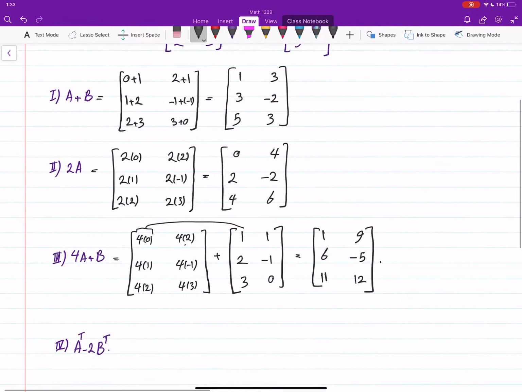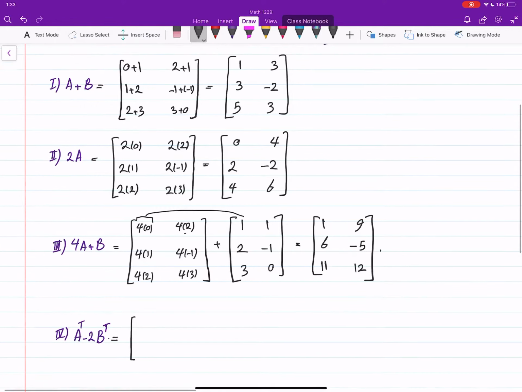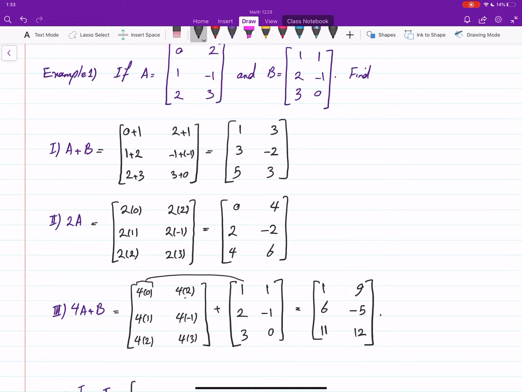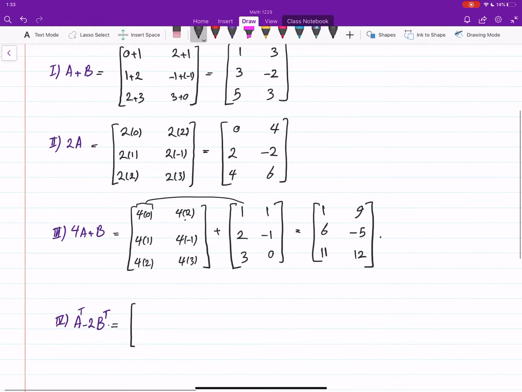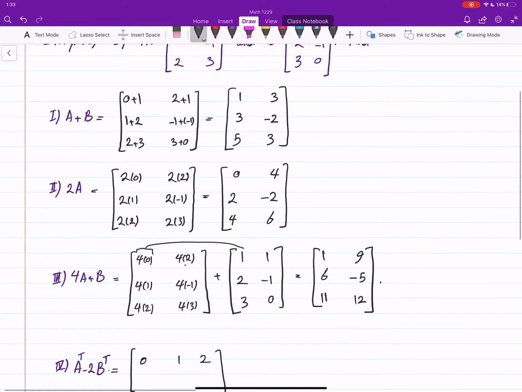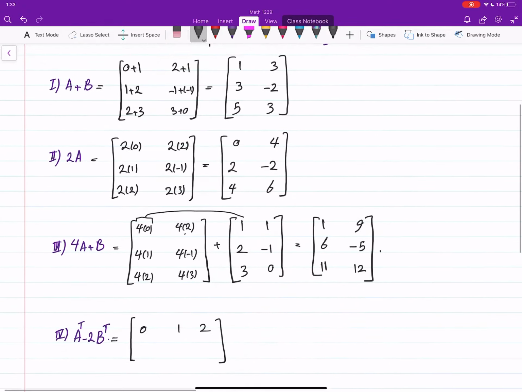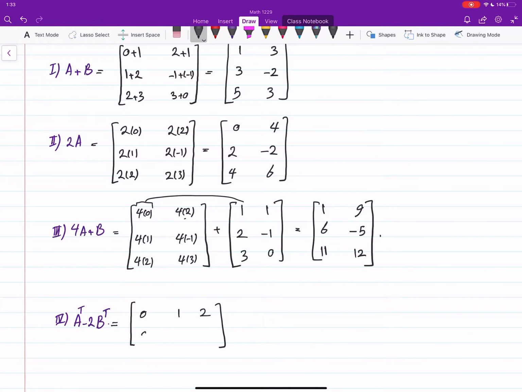Okay. How about this one? We have to first find the transpose. Transpose of a 3 by 2 matrix is 2 by 3. We have to take the first column and put it in the first row. It will be 0, 1, 2. And the second column goes to the second row: 2, negative 1, negative 1.